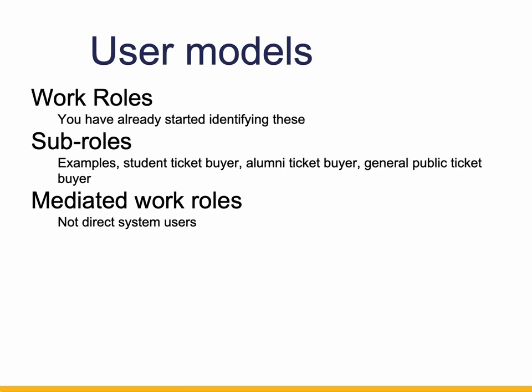When we create a user model, we'll focus on work roles, much of which was done during the extraction analysis process. Now it's time to focus on sub-roles, alternate users that might be interacting with the product we're creating. In the example of the ticket agency, the example might be a student, alumni, general public. Those are sub-roles with a little bit more specific descriptions.